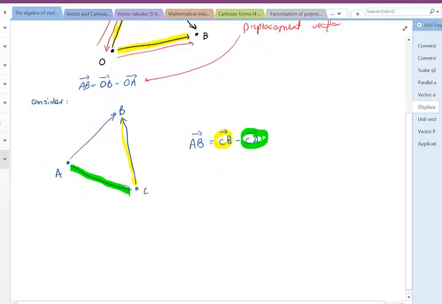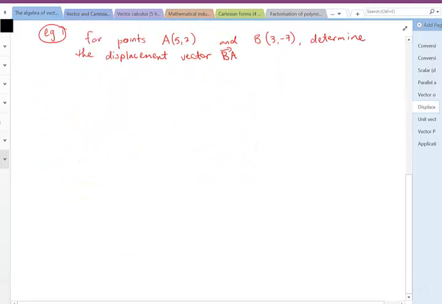We'll now look at a quick example. Okay, so in this quick example, we're looking to find the vector BA using the points 5, 2, and 3, negative 7. So to find the vector BA, it's going to be OA subtract OB. And so if I use a storage vector, OA from the origin will just be 5 and 2. And OB from the origin will be 3 and negative 7.